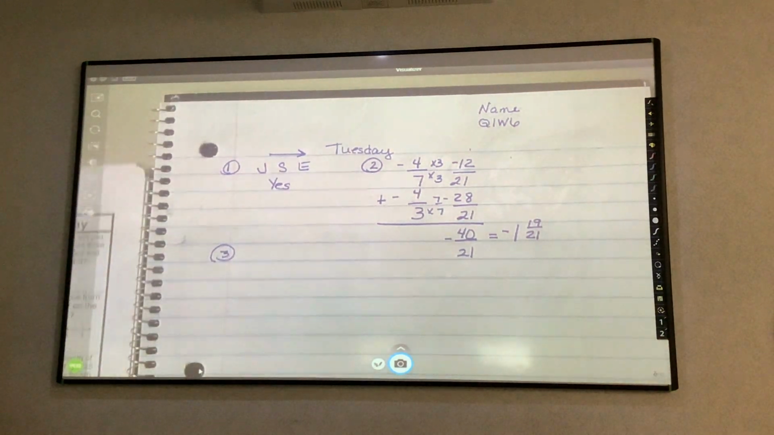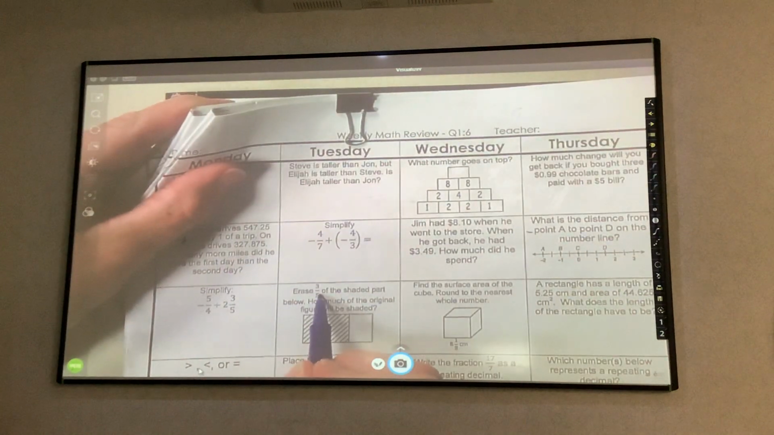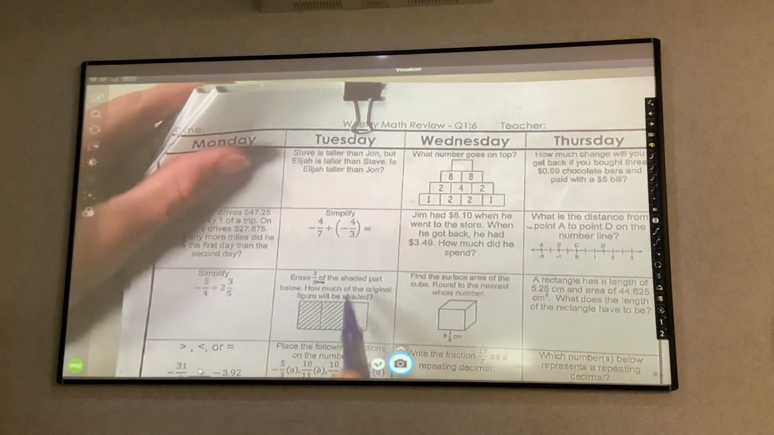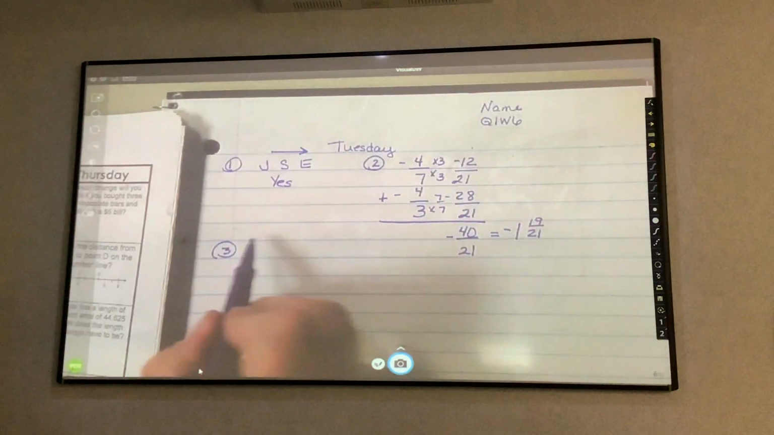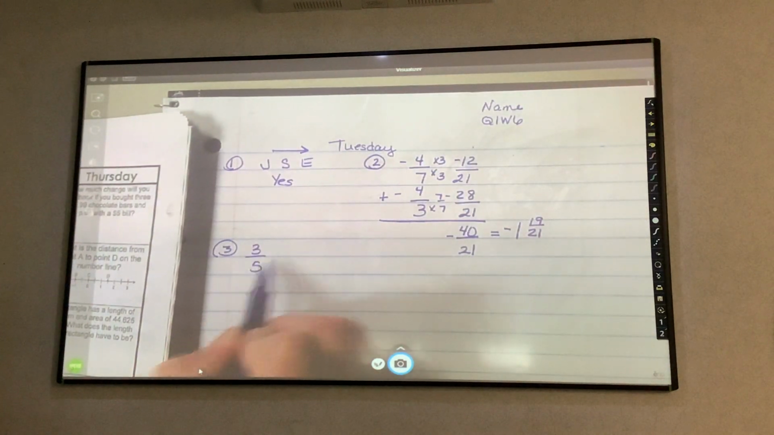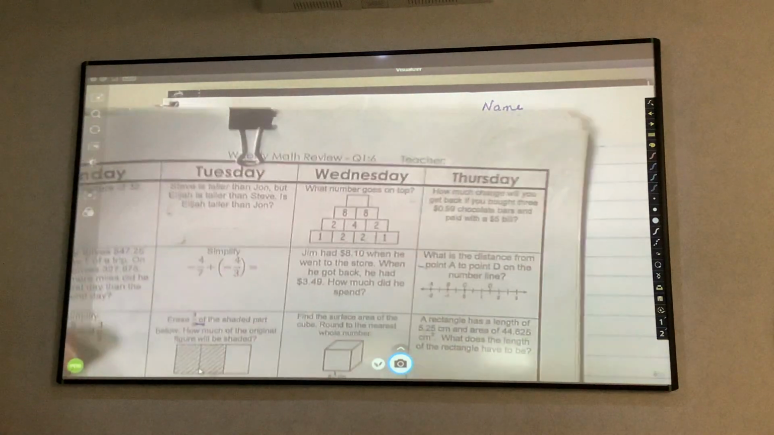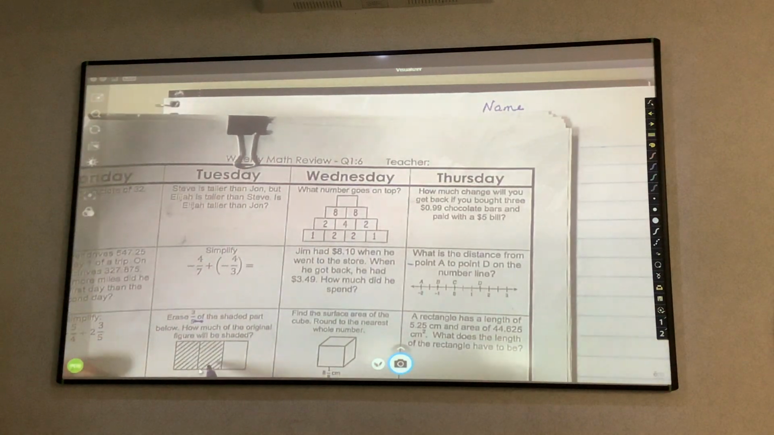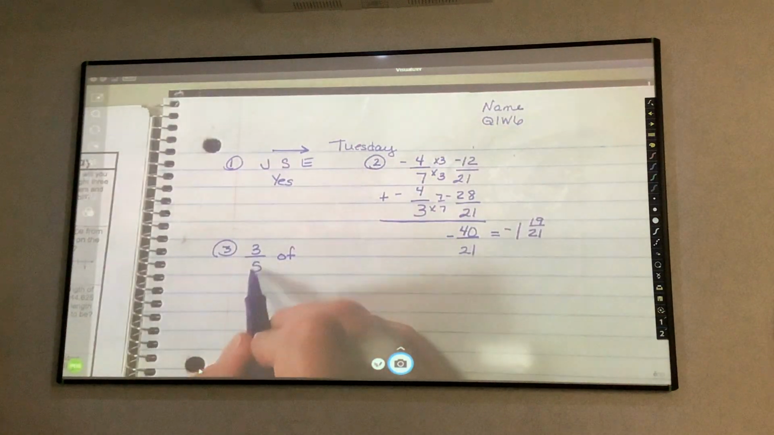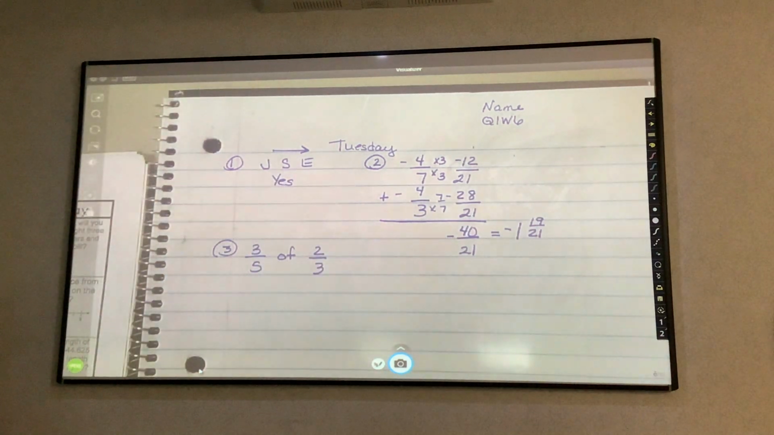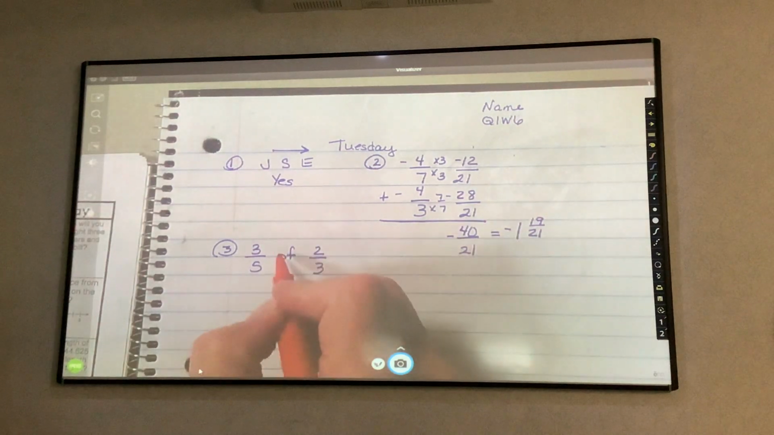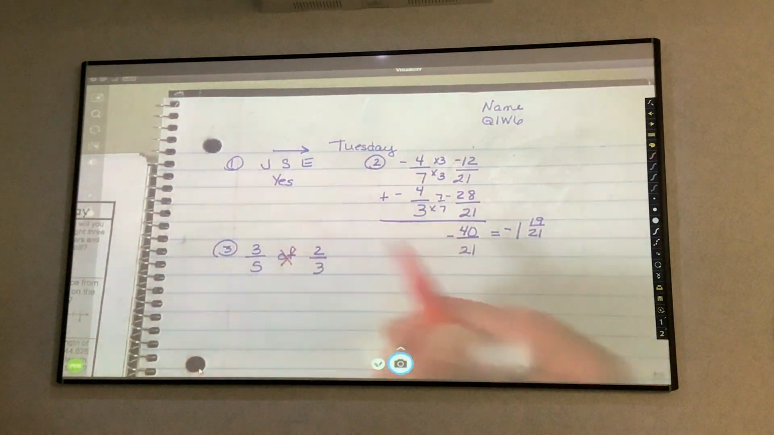Erase 3/5 of the shaded part below. How much of the original picture will be shaded? So I'm gonna write 3/5 of, and what's shaded? 2/3. So I have 3/5 of 2/3. What does of mean in math? Multiply. So I'm just gonna change that and write multiplication over it.